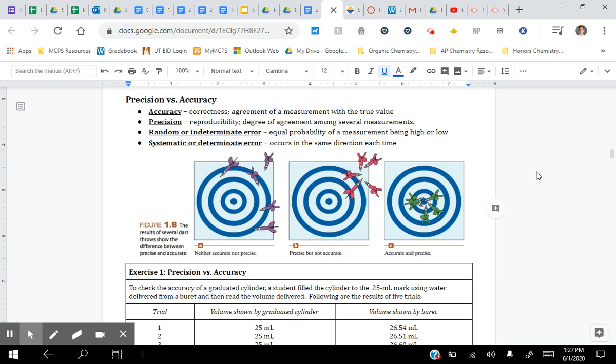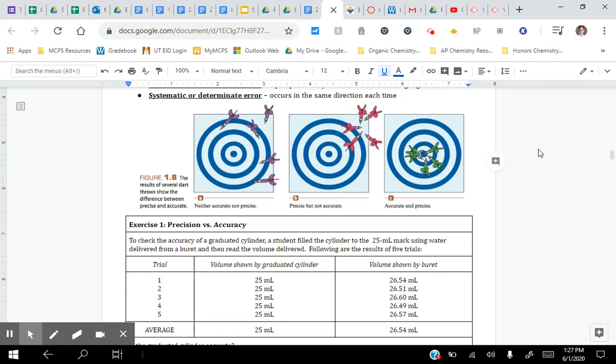We know that we can have random or indeterminate error, and there's an equal probability of a measurement being high or low. We also have systematic or determinate error, and this occurs in the same direction every time. So let's look at this graphic very quickly. We can see the darts are all over the place in the first diagram, which means it's neither accurate nor precise.